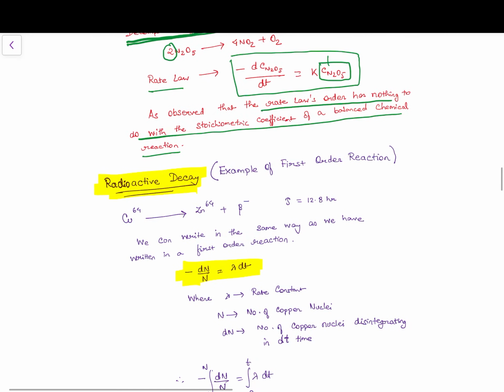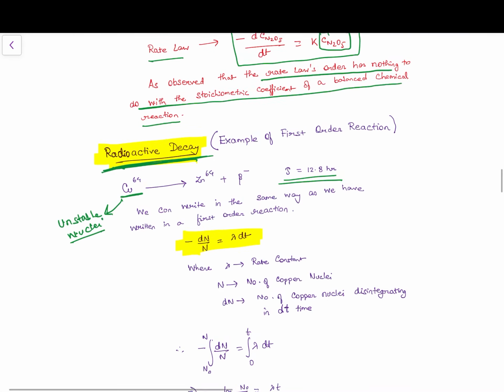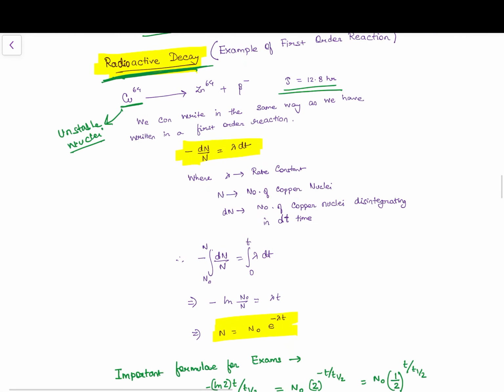Similarly, a radioactive decay is also a very good example of a first order reaction. In this case, copper 64 unstable nuclei disintegrate to form zinc 64 and a beta particle. The half-life has been found to be 12.8 hours. So what do we do to find out the half-life of radioactive decay? First we come to the equation part.